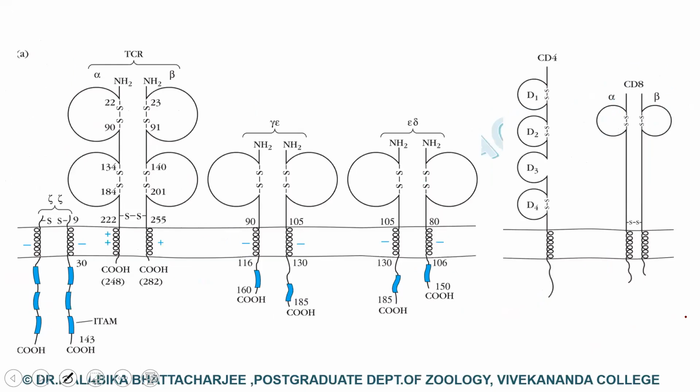Now coming to the detailed discussion on the T cell receptor. As I started my class saying, there are two types of T cell receptor, both of which are heterodimers, that is, dimers made up of two different polypeptides. One is the alpha chain and one is the beta chain for the TCR alpha beta receptor. And for the gamma delta one, one is the gamma chain and the other is the delta chain.